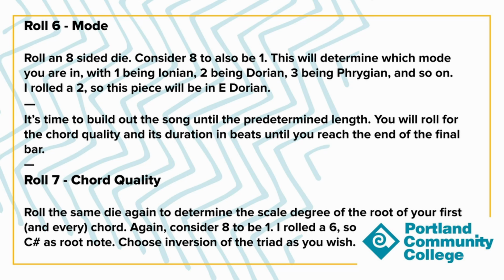It's time to build out the song until the predetermined length. You will roll for the chord quality and its duration in beats until you reach the end of the final bar. Roll 7 for chord quality. Roll the same die again, the 8-sided die, to determine the scale degree of the root of your first and every chord. Again, consider 8 to be 1. I rolled a 6, so C sharp as a root note.